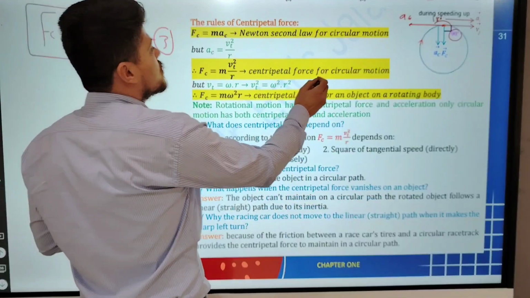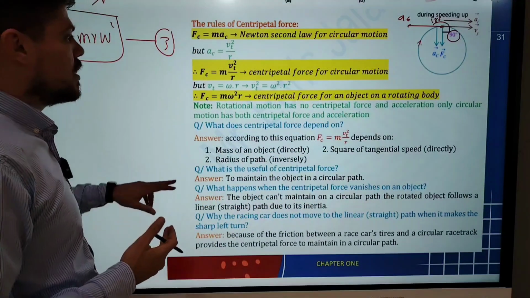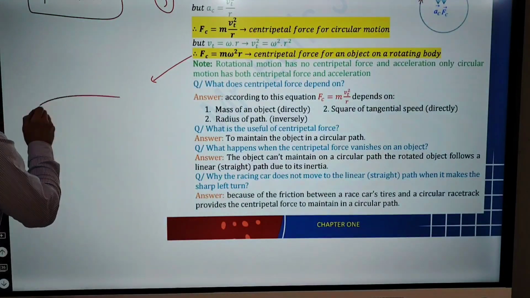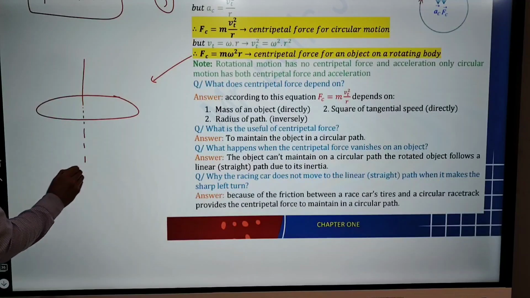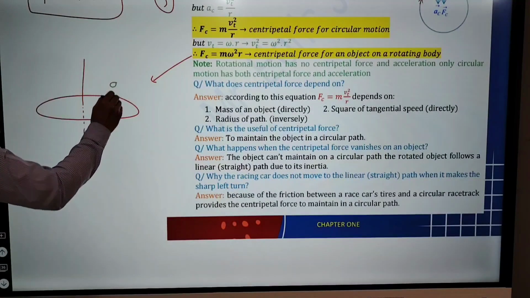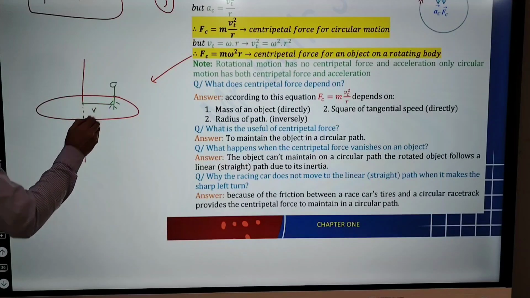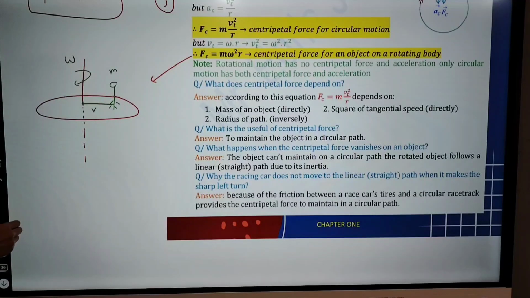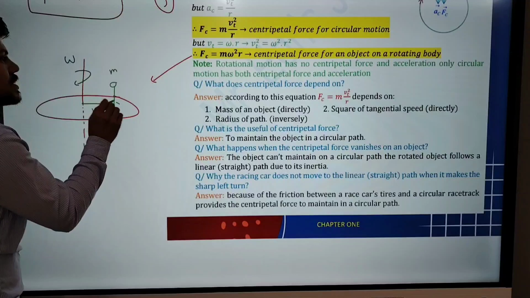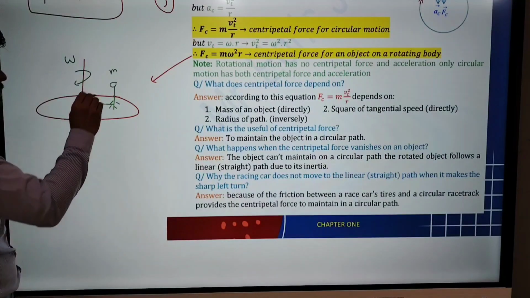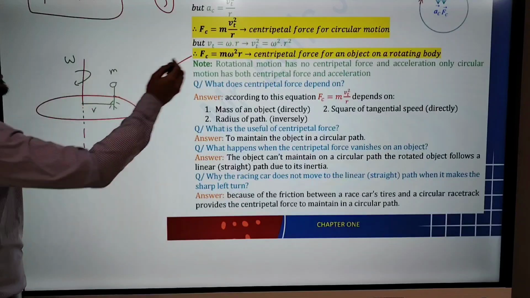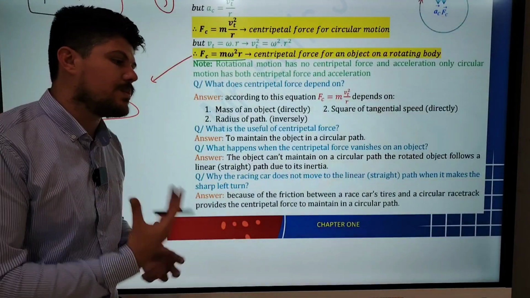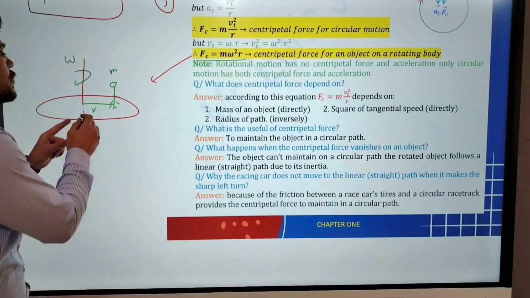This is the centripetal force for the circular motion when the velocity is given. But when we say Fc is equal to m omega squared r, for example, this is a merry-go-round. If someone is standing on a merry-go-round, at a distance r from the axis of rotation, and the object has a mass and is moving with angular speed, to find the centripetal force for this object, or for this guy who's standing on the merry-go-round, you have to use this equation. And the centripetal force for an object on a rotating body is directly proportional to r.